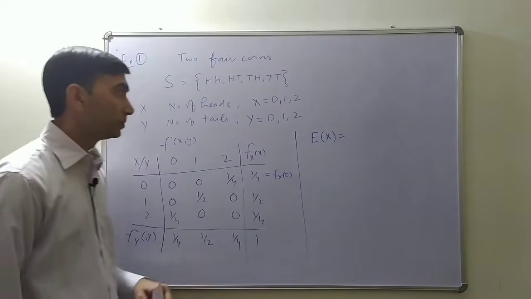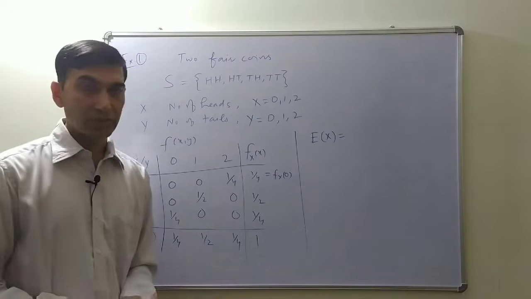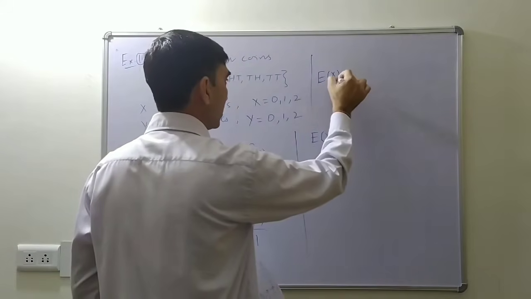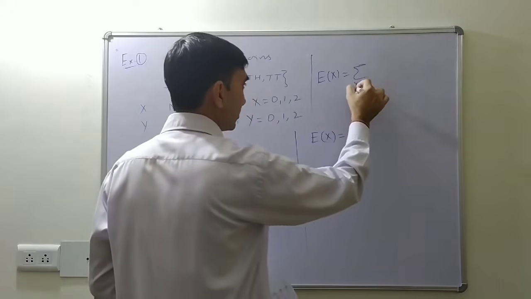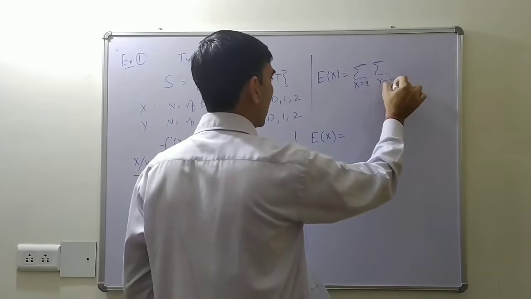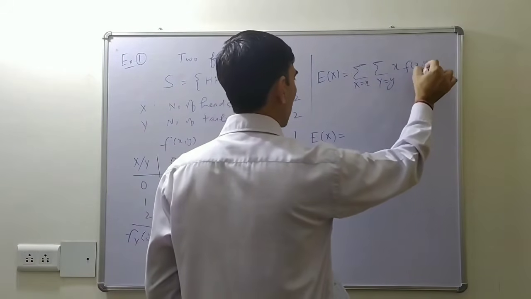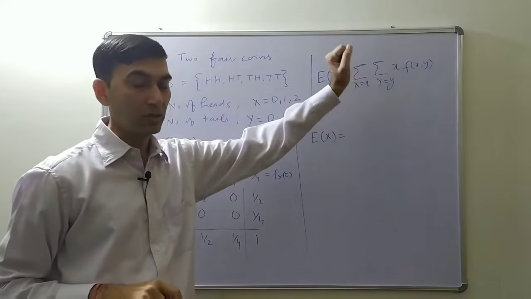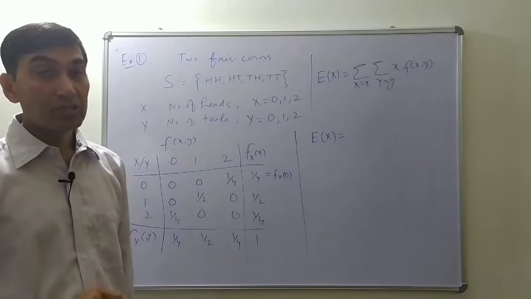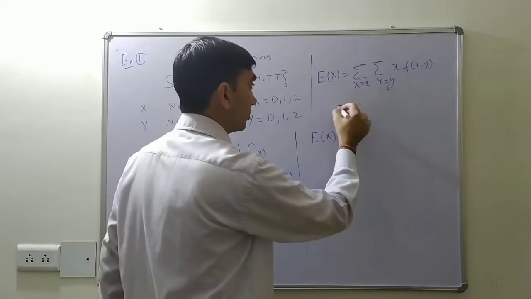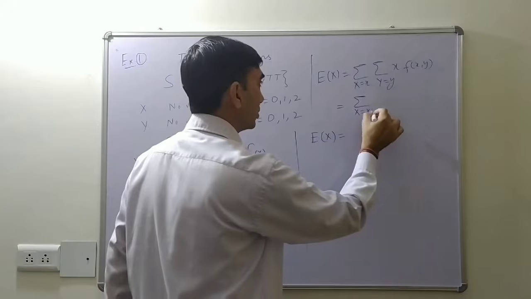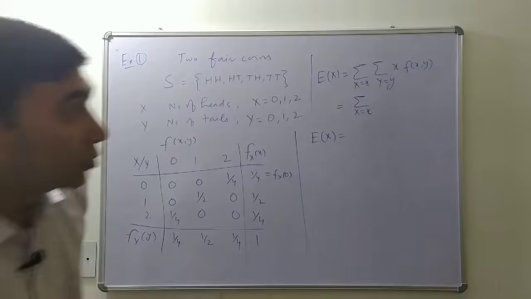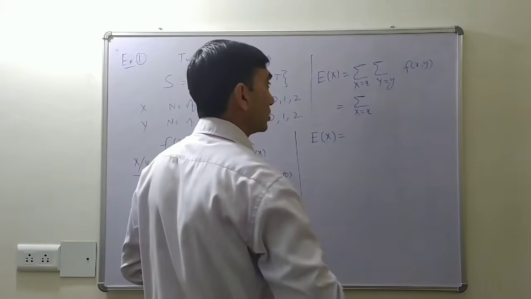How to calculate it? How to calculate expectation of X? First, recall the definition of expectation of X. It is summation over x, summation over y, x times f(x,y). So thing is that you have to perform that double summation over these values. But we can avoid solving double summation. Actually, we can rewrite this formula. I can take x outside this summation, because for this summation x is constant.